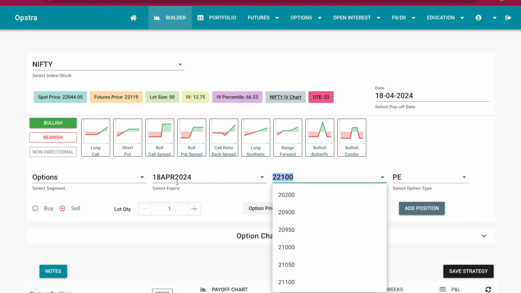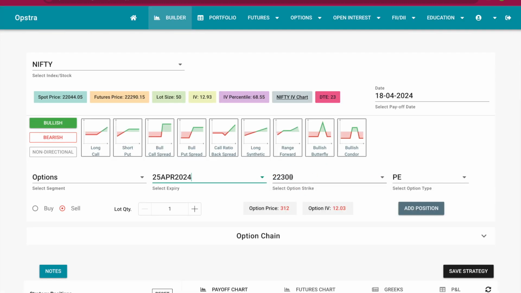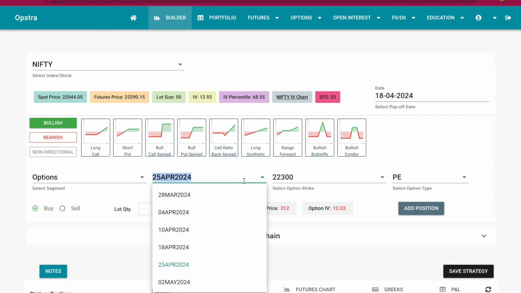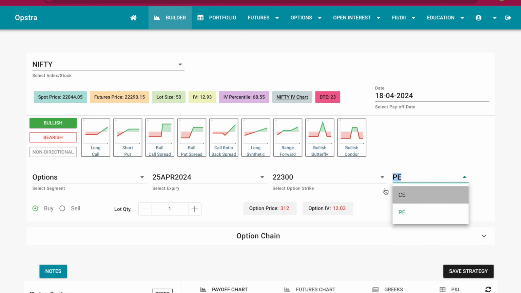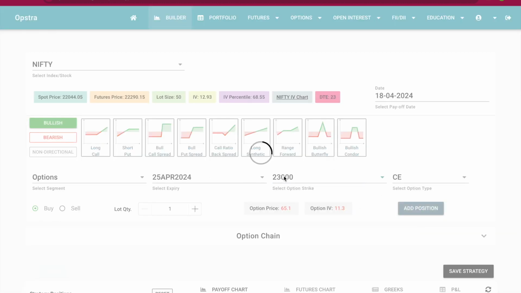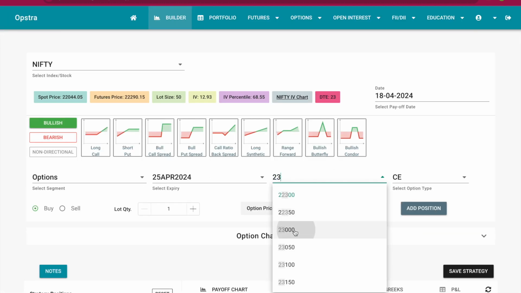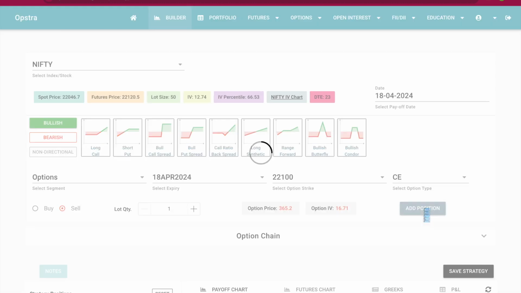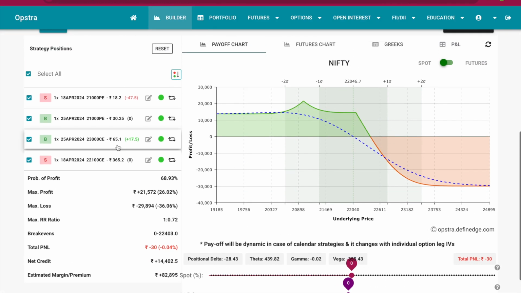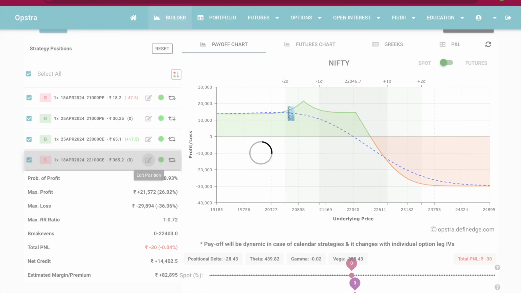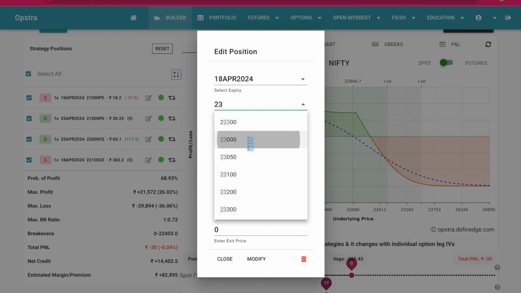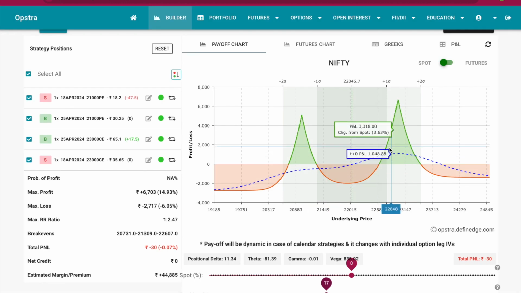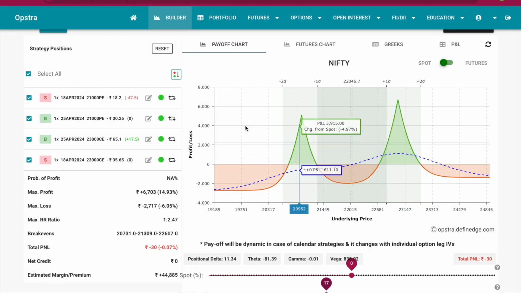And this PE we will buy in the 25th April expiry. Now on 25th April we will also buy the 23,000 CE, and the 23,000 CE of 18th April we have to sell. So this is the calendar spread, a double diagonal calendar spread. Something is wrong over here. Yes, 23,000, modify. So here is the classic double diagonal calendar spread, 1:1.